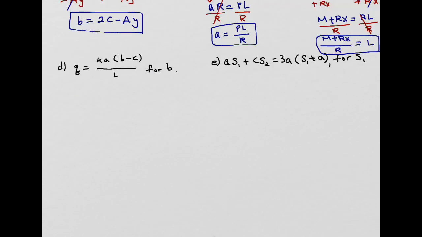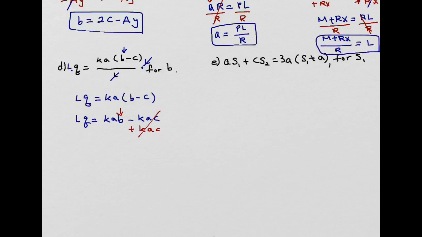Let's look at another one. In this problem you want to solve for B, and your B is right here, right? And I see fractions, so I want to get rid of the fraction by multiplying both sides by L. Then I get LQ equals Ka times B minus C. Let's open the parenthesis by distributing Ka B and Ka C. And then again, what are we solving? We're solving for B. I see only one B, so let's get rid of everything else attached to B, and we need to get rid of addition and subtraction first. So you add to get rid of the subtraction.